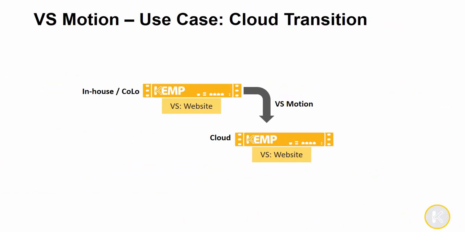These days, it's not uncommon for organizations to make the move to the cloud. VS Motion makes moving the workloads that are running on-premise to the cloud that much easier, and once again, without the possibility of misconfigurations on the application delivery controller.